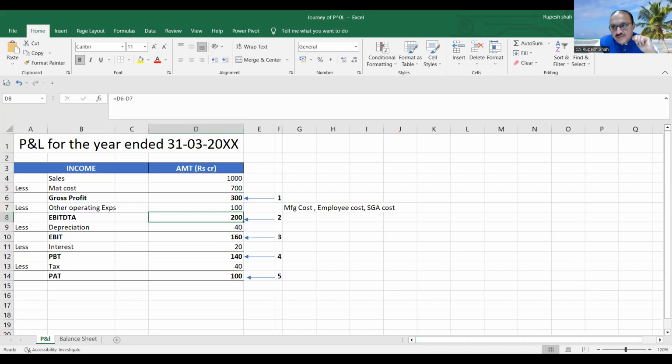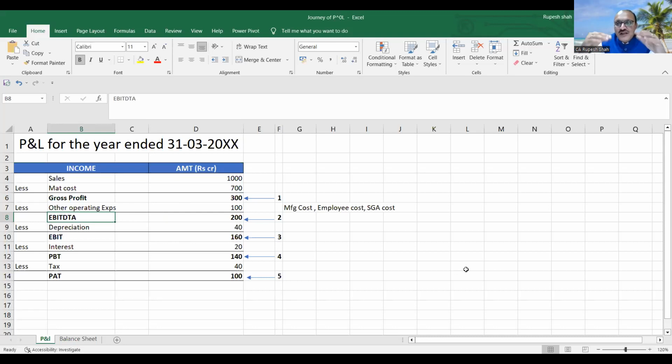Now, what does that mean? That I have a revenue or a sale of 1,000 crore, and when I minus material and other operating expense, I get operating profit. Now, the technical term for this is EBITDA. We normally, in loose language, call it operating profit. Now, the question is, what is the full form of EBITDA? Earning before interest, tax, depreciation, and amortization.